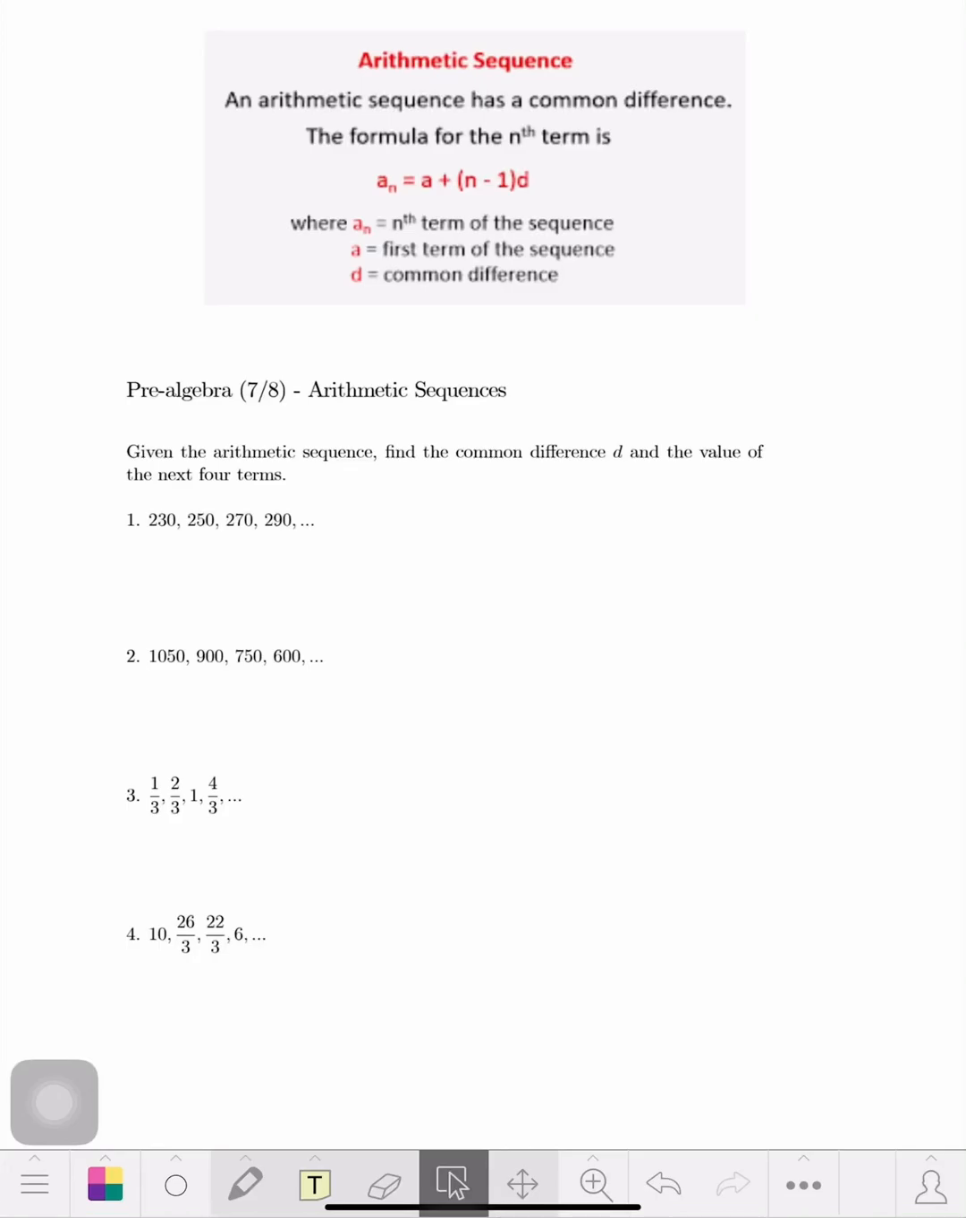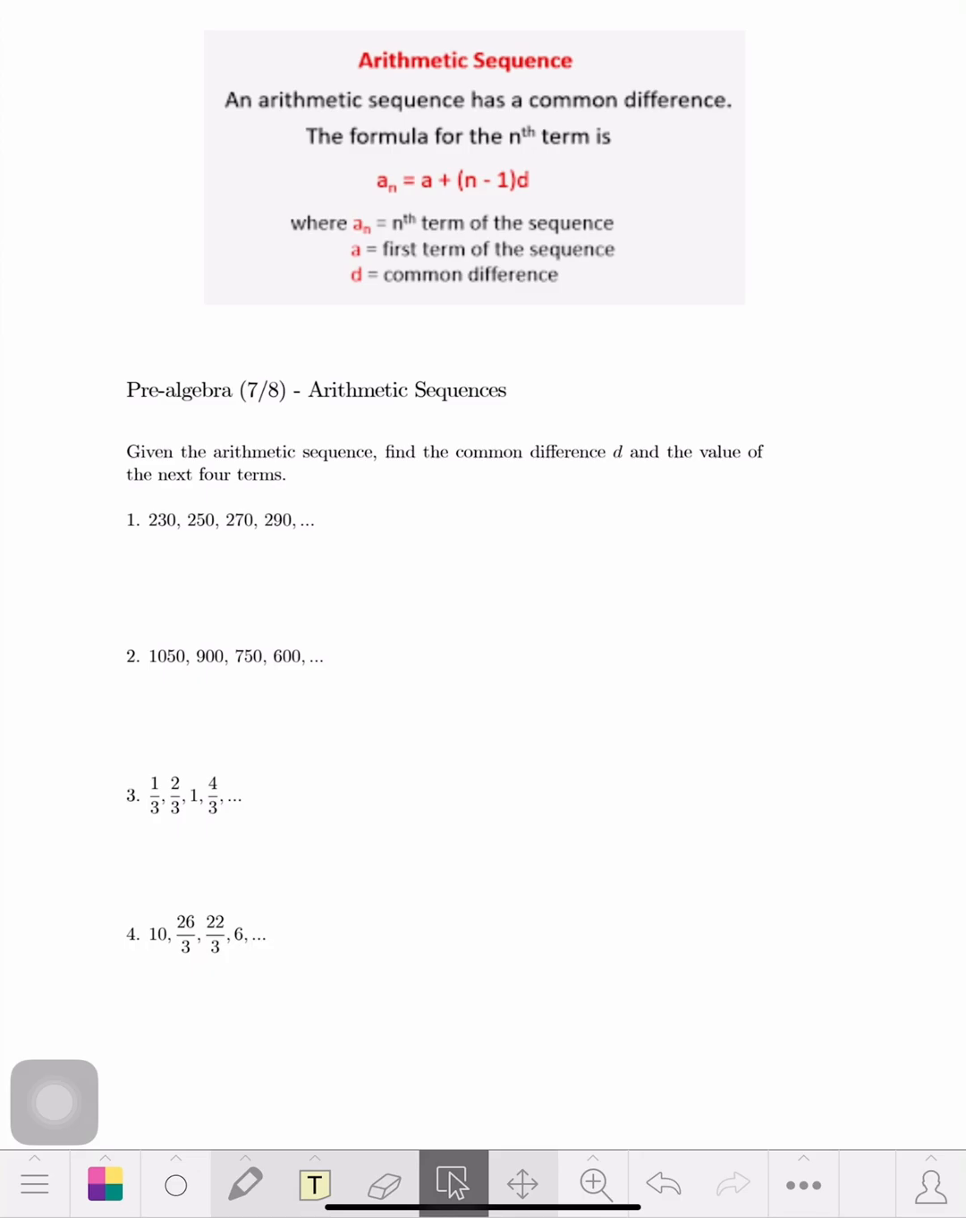The lesson for today is arithmetic sequence, okay? So I got a formula up the top. An arithmetic sequence has a common difference. The formula for the nth term means if you wanted to find the 100th term, the 200th term, the 85th term, you can do this, okay?